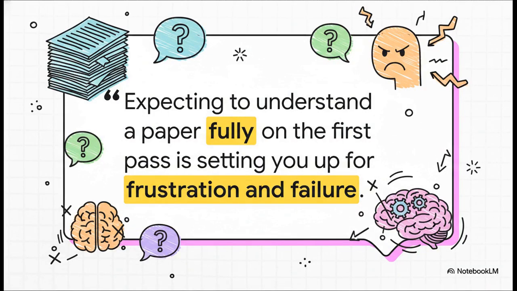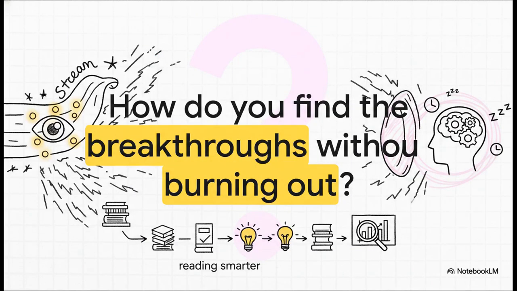We've all been there. You grab a dense 15-page paper. You try to read it like a book, from start to finish, and by page 3, you're completely lost in the jargon, and you just give up. It's frustrating. But the thing is, that's not how you're supposed to do it. So that's the big question, isn't it? How do you actually find those golden nuggets of information, the real breakthroughs, without completely frying your brain? Let me tell you, it's not about reading harder, it's about reading smarter.